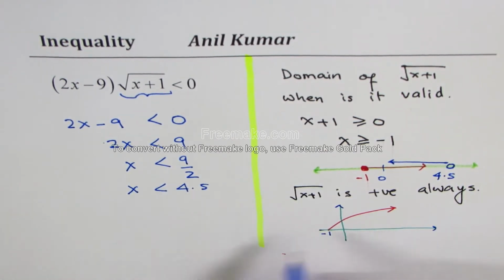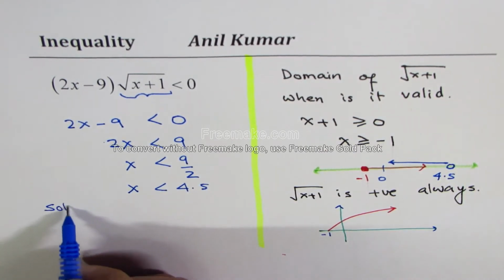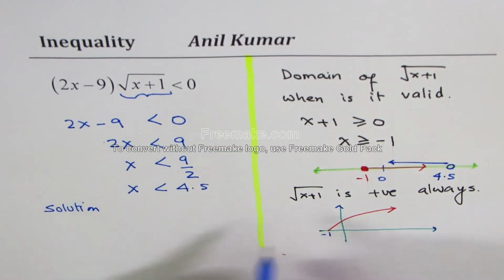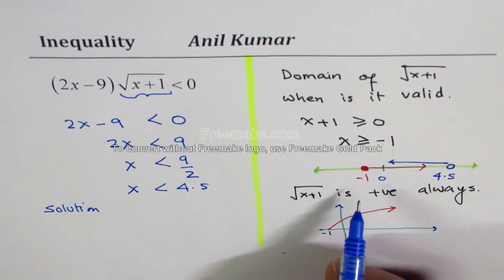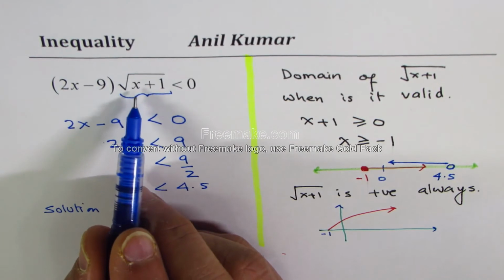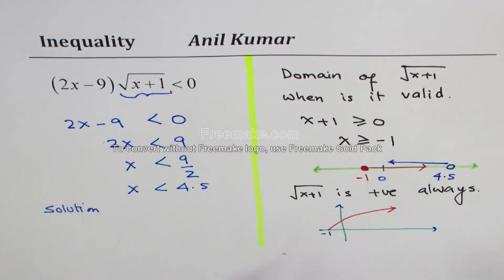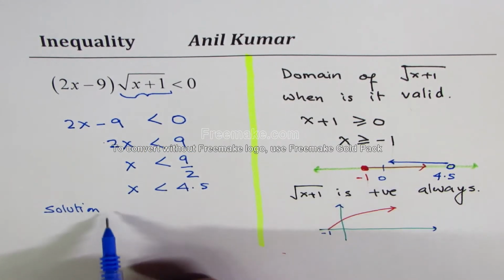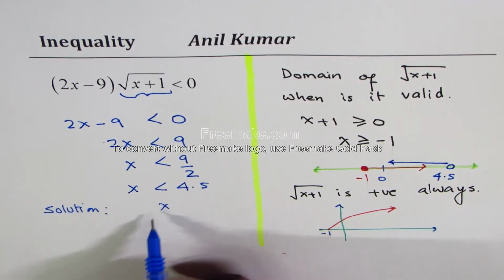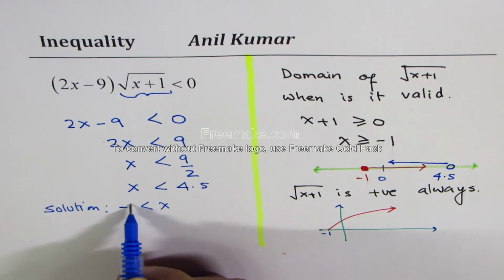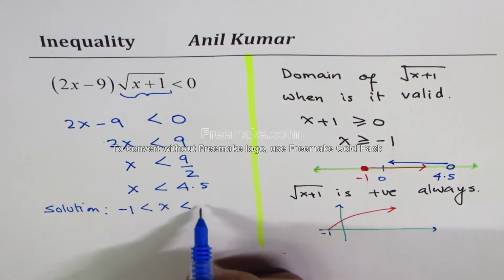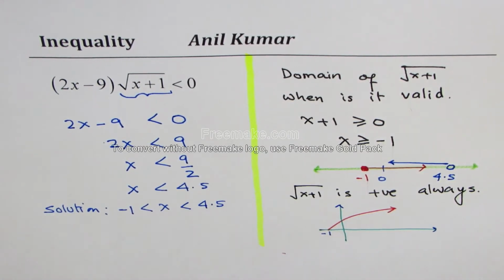Combining these two, our solution is what? If I write minus 1, it becomes 0. We want less than 0, correct? So minus 1 is not included, but our solution is that x has to be greater than minus 1 and less than 4.5. Do you get it? So that becomes the solution.